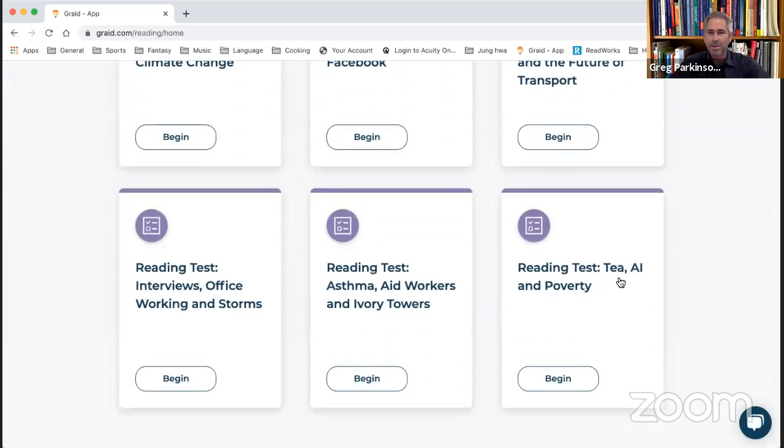hopefully you remember, but we did a reading section which was based on tea. Last time on Friday, we did one which was based on artificial intelligence. Today, we're going to be looking at the topic of poverty, right? So all I do is I click on begin.